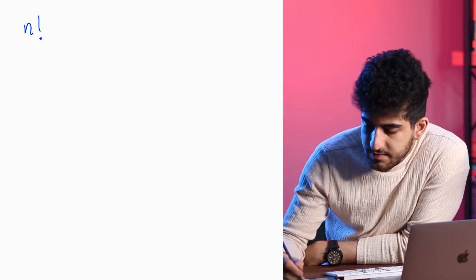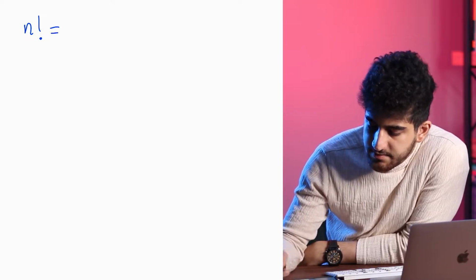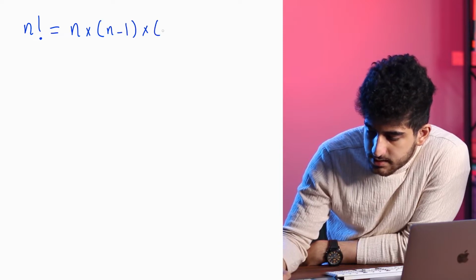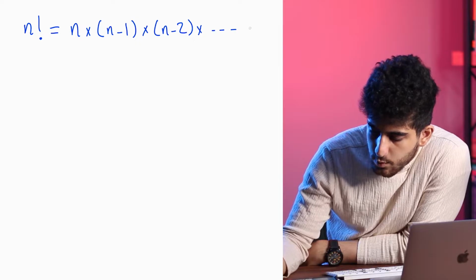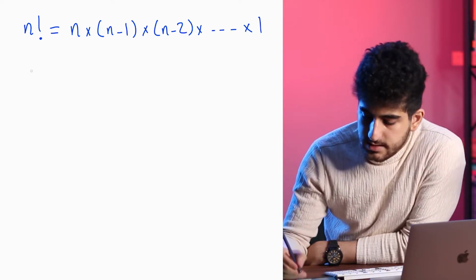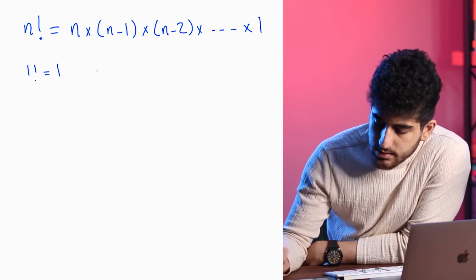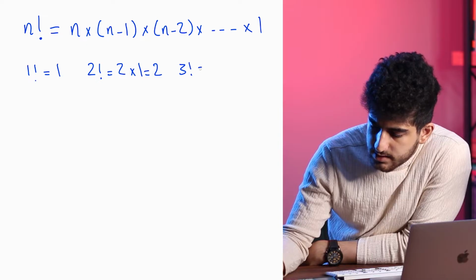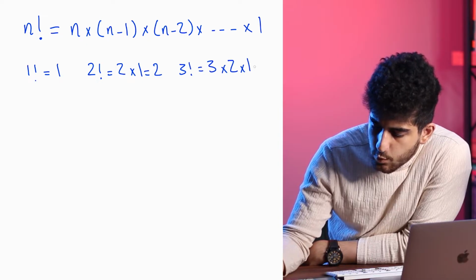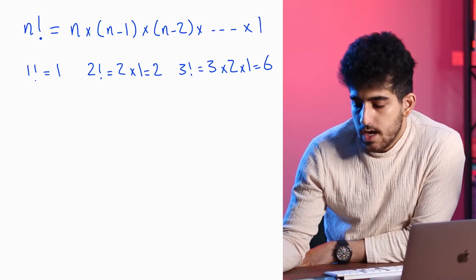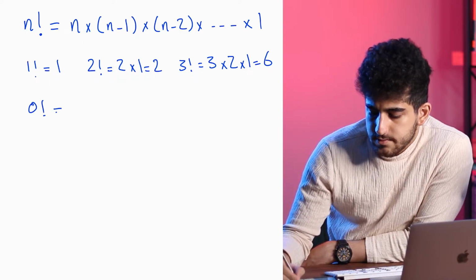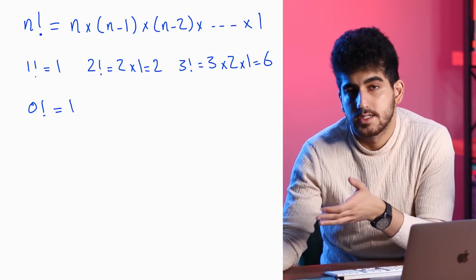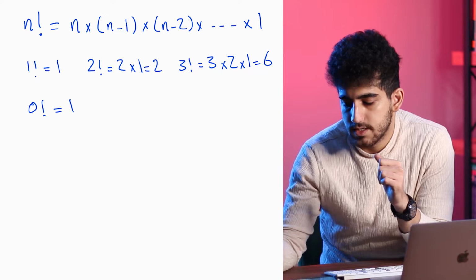Well, the definition of factorial is like this: n factorial is equal to n times n minus 1 times n minus 2 down to 1. For instance, 1 factorial is 1, 2 factorial is 2 times 1, which is 2, and 3 factorial is 3 times 2 times 1, which is 6. And 0 factorial is 1, just by definition. So let's forget about why 0 factorial is equal to 1. Just by definition, assume that it is equal to 1.